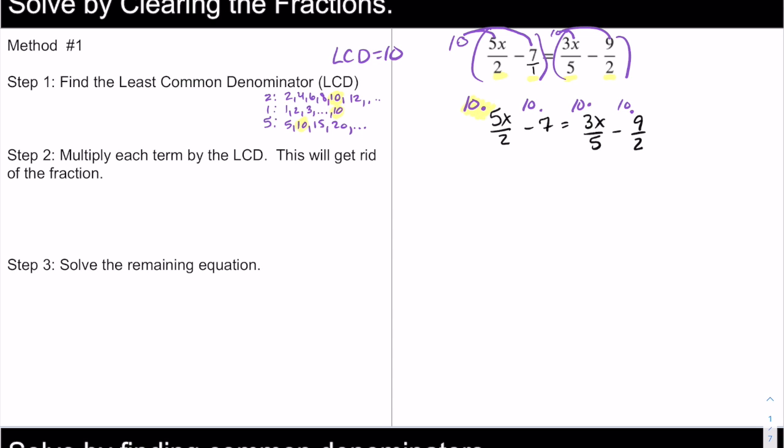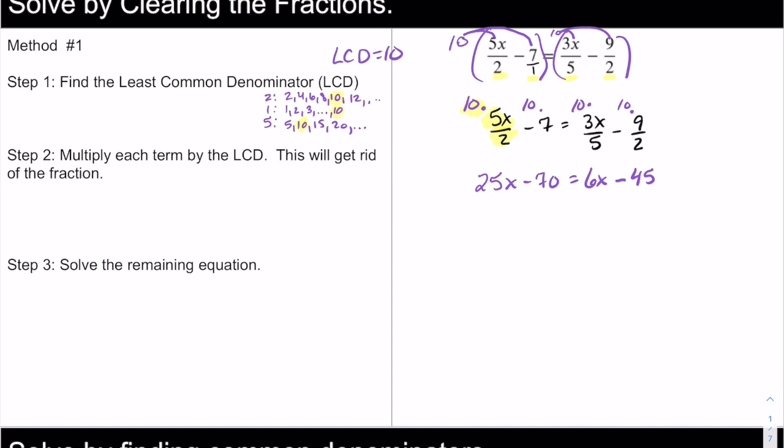So if I am multiplying this first term, I have 10 times 5x, that is 50x, divided by 2. That would give me 25x minus 70. 10 times 3x is 30x, divided by 5 is 6x, minus 45 when we multiplied that last term. You'll see where sometimes people divide first. So we could do 10 divided by 2, and that is 5, and then times that 5x also gives us 25x. So it doesn't really matter which way you think of that.